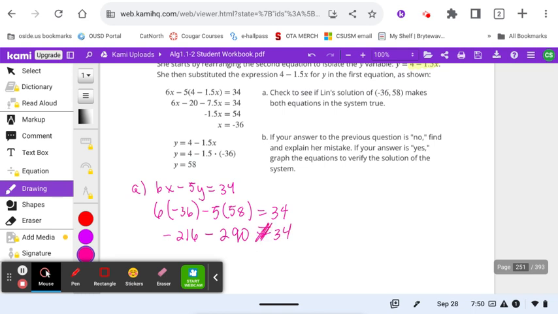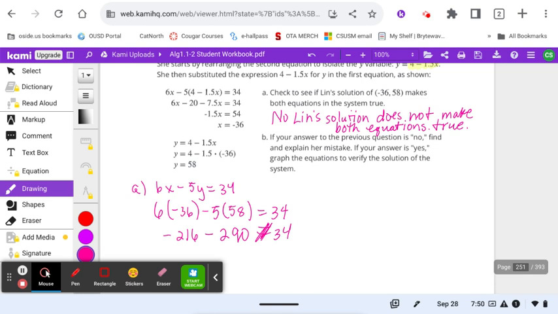Okay, so also by checking our work, plugging back into the equation, we can see that no, Lynn's solution does not make both equations true. So this is just showing us a way to check our work once we get a solution to make sure it's right.